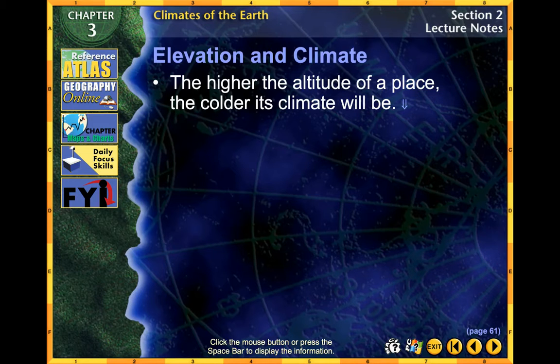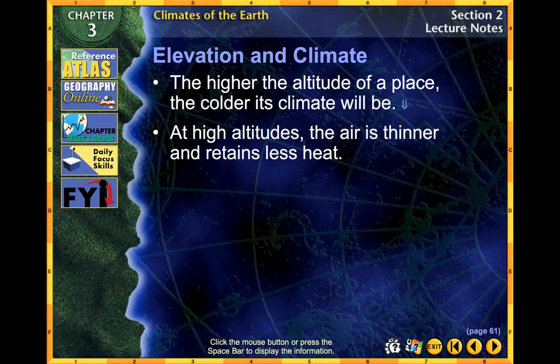Now, at all latitudes, elevation influences climate because of the relationship between the elevation of a place and its temperature. The Earth's atmosphere thins as altitude increases. So you've heard stories about how mountain climbers find it harder to breathe the higher up a mountain they go. That's just because the air's thinner. Thinner air retains less heat. It gets colder.